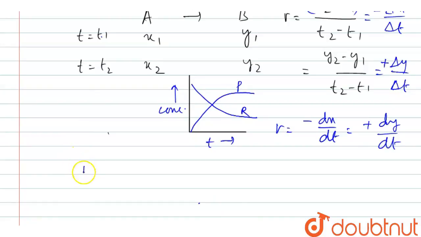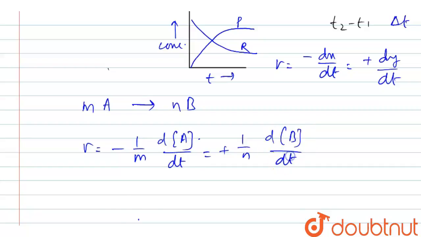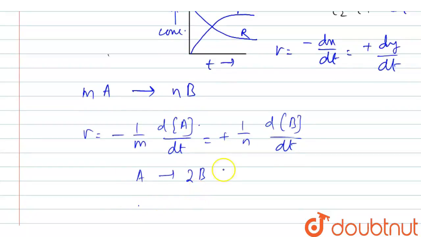Now for any reaction, m moles of A give rise to n moles of B. Here, when m moles of A are consumed, n moles of B are formed. Therefore for such a reaction, rate will be minus 1 by m d[A] by dt equals plus 1 by n d[B] by dt. To understand this, let us take a simple example: A gives rise to 2B. Here the rate at which B is formed is 2 times the rate at which A is consumed.